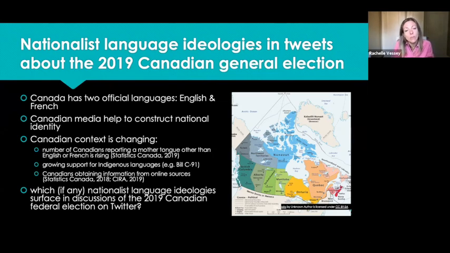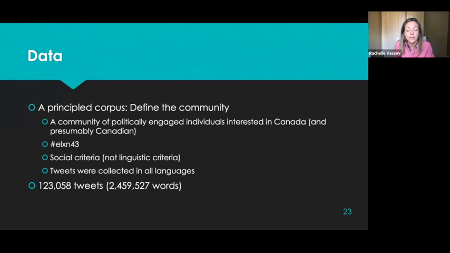So the point is that when I wanted to undertake this research, Canada had just had another general election, but in 2019, still very recently, I wanted to see the extent to which there were nationalist language ideologies, beliefs about language, that were surfacing in discussions of the federal election. So in this national context of a federal election, federal being all the provinces and territories of Canada, to what extent were beliefs about languages being used to construct what it meant to be Canadian?